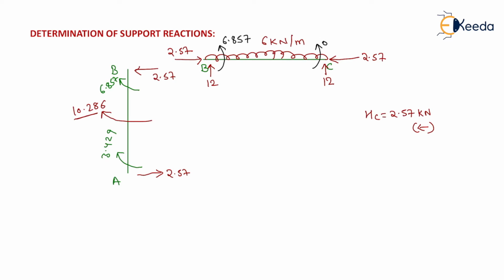So we need to balance the moment in span BC, for which we need a clockwise moment of equal magnitude. So the direction of reaction will be like this, and its value will be equal to the net moment acting on span BC divided by the span length, which is 4 meter. We will get this value as 1.714 and 1.714.